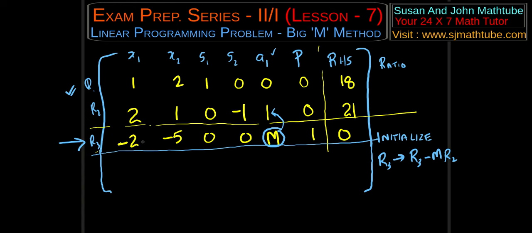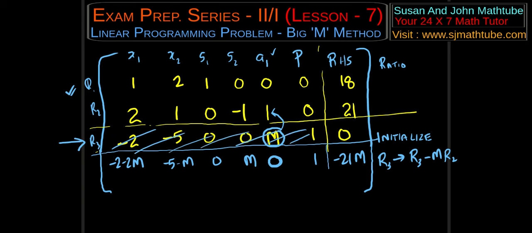So let's start. So minus 2 minus 2m, and then minus 5 minus m, 0, 0 plus m. Of course this will be 0 and this must be 0, 1, and minus 21m. Now look at this. You can forget about this. So this is what we do for the initial table. So this is our initial table. So I hope you understood this.